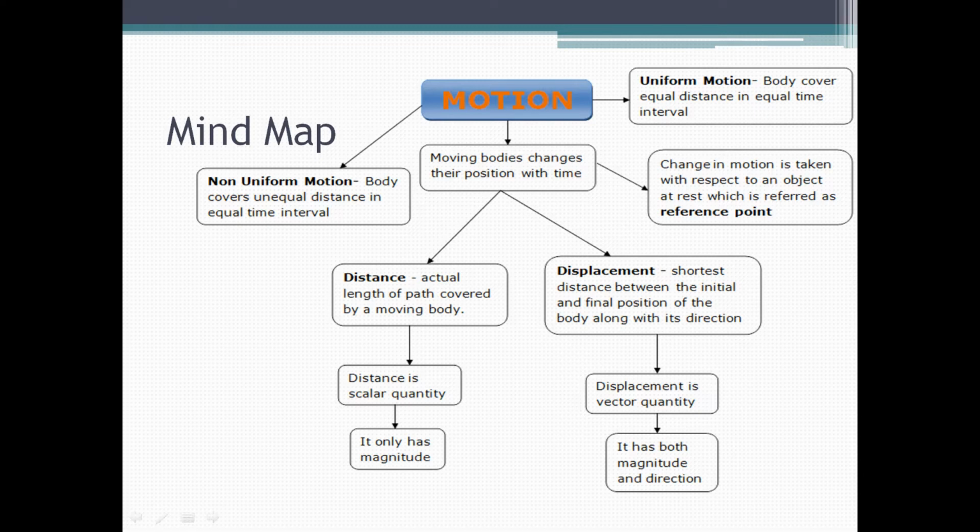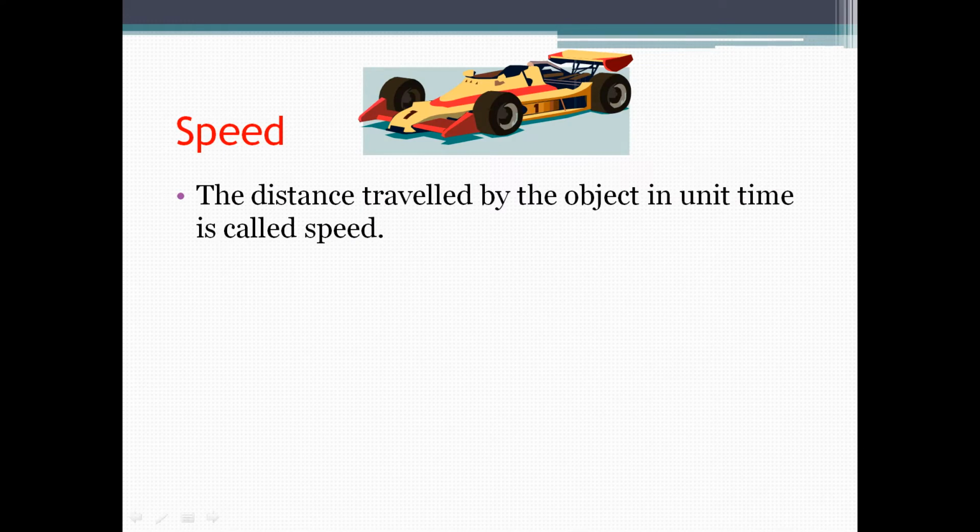Now next is the mind map. This is just the summary of what we have learned till now. Motion, two types, uniform motion, non-uniform motion, the definition, and then how it is measured, distance and displacement. And what is distance and what is displacement we have covered in this slide. Now we are going to discuss two new topics, speed and velocity. First we will talk about speed.